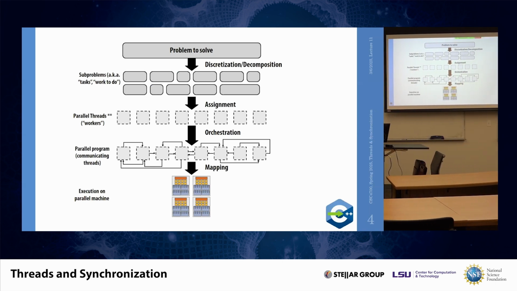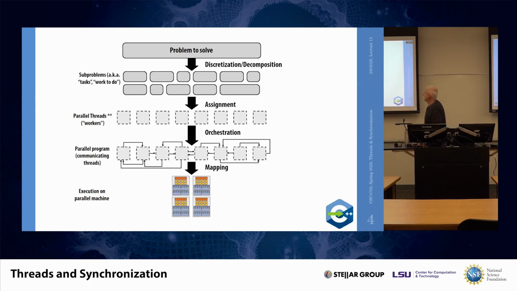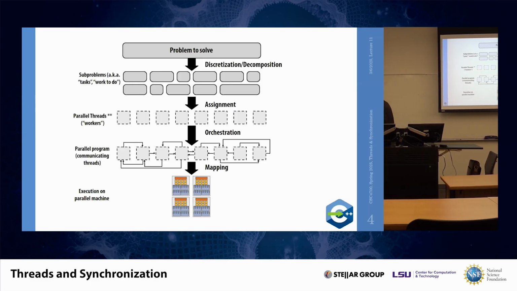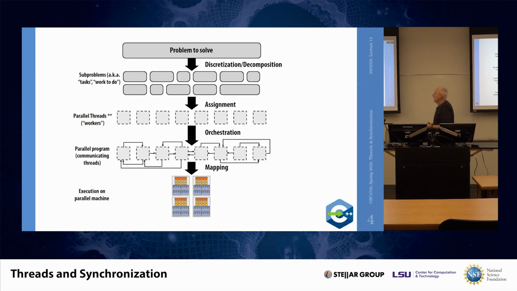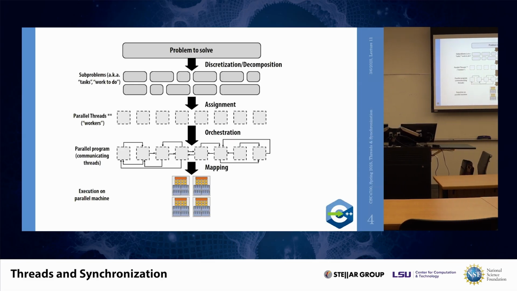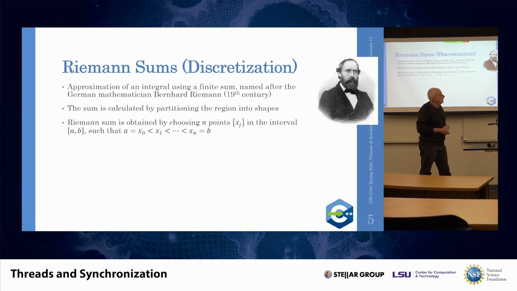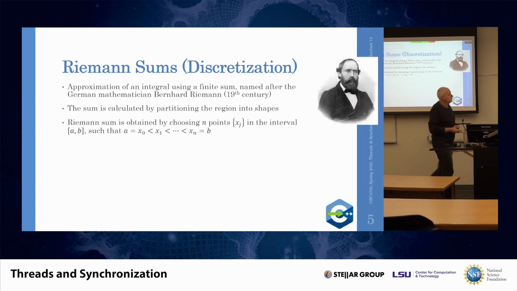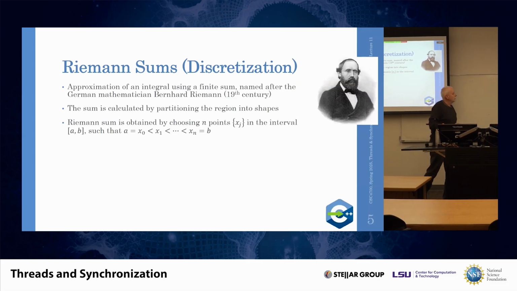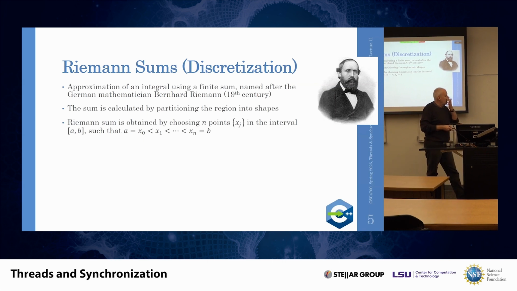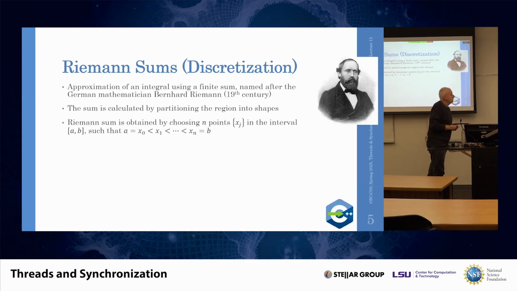Since we want to do that in parallel, let's go back to our overall scheme of how we approach parallelization. As we can see, the first step, when we want to solve a problem, is to think about some discretization and decomposition methodology. So let's have a look at that. Riemann, a mathematician from the 19th century, introduced that definition, and the so-called Riemann sums are named after him.